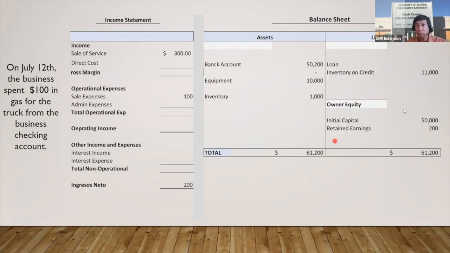$100 out, less profit, less retained earnings.